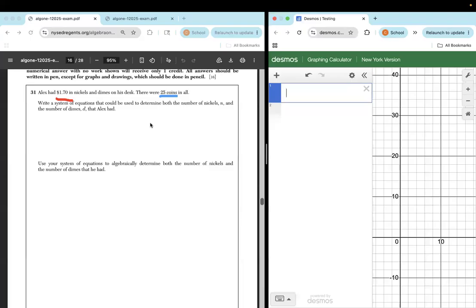So let's write an equation that represents he had 25 coins in all. We are told to use the variable n to be the number of nickels and d to be the number of dimes. So if he has 25 coins in all, that means the number of nickels plus the number of dimes must be 25.